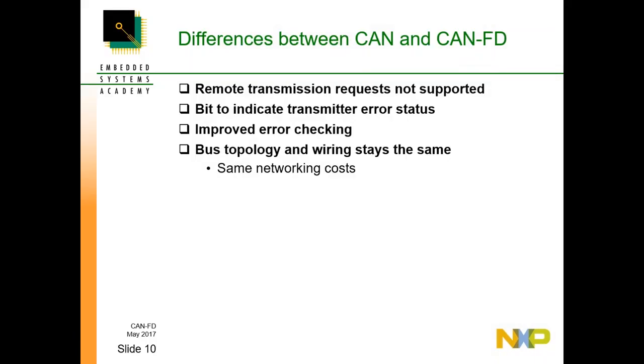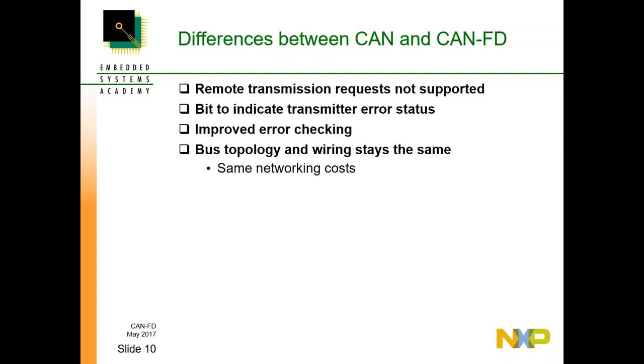So classical CAN supports the concept of remote transmission requests, or RTRs for short. This is a mechanism whereby a node can request another node to send a specific CAN message containing data. Unfortunately, implementation of this feature in CAN controllers was not consistent over the years, and its use generally was not recommended. So with CAN-FD, this feature has been completely removed.